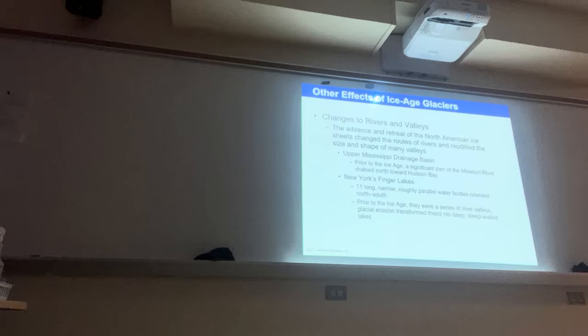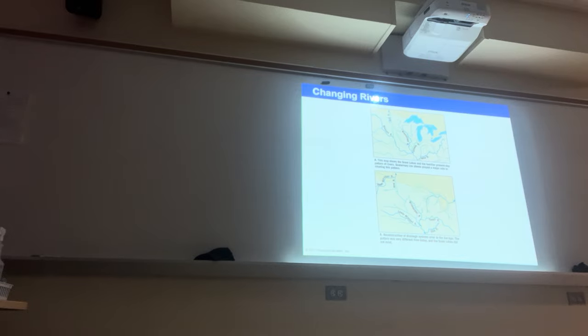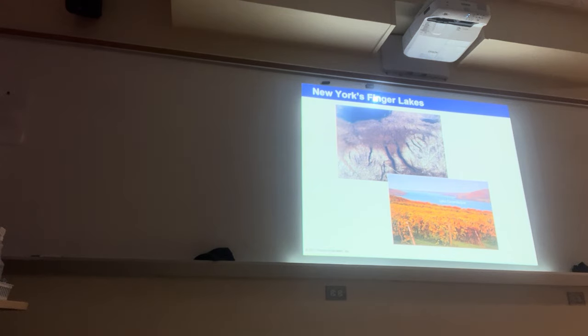Advance and retreat of North American ice sheets can also change the routes of rivers. We're not going to learn too much specifically about the Mississippi in general, but it's there if you want to do some research. New York's Finger Lakes, I told you, are some of our glacial lakes. Super narrow and really deep. That's what they look like.